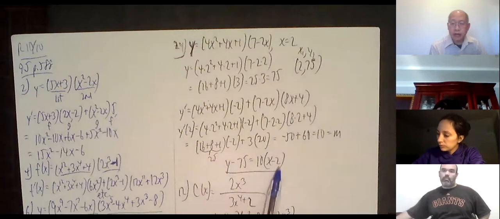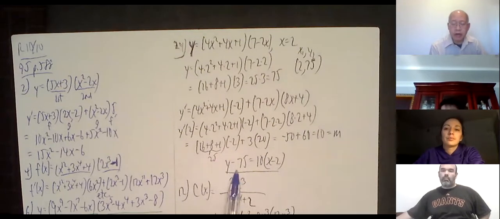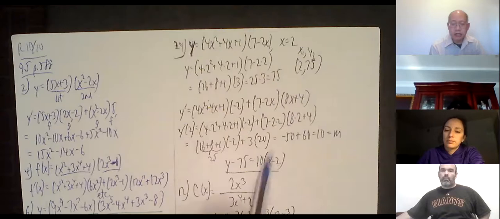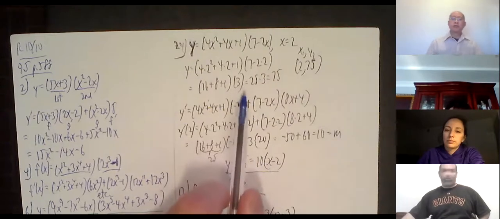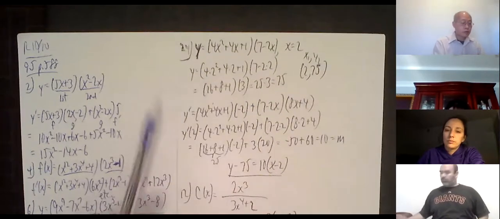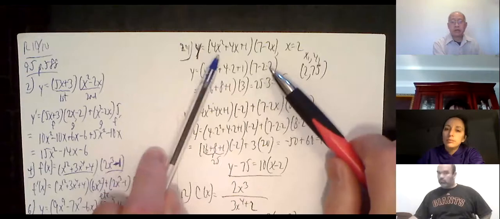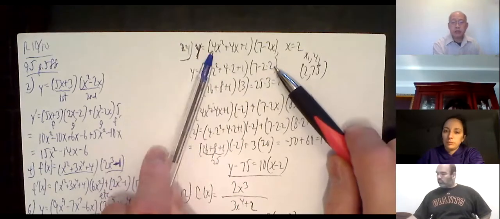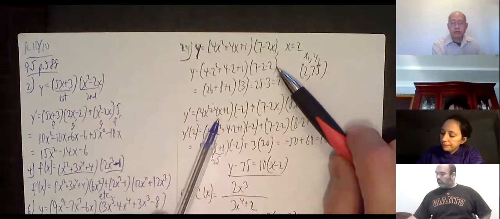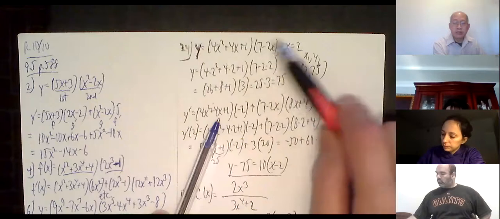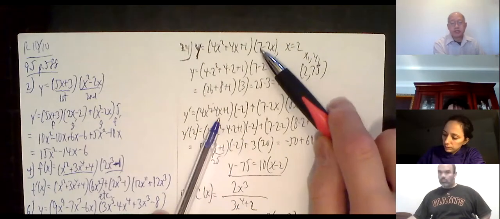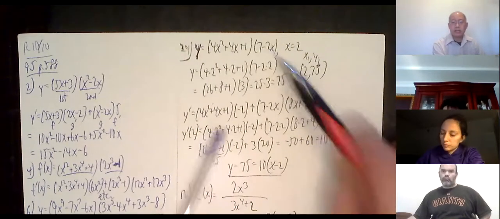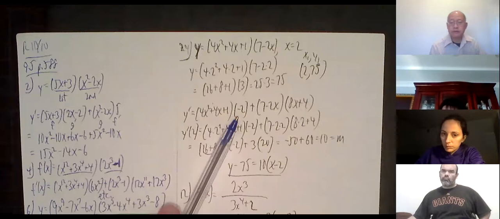Okay, so automatically I know I have x minus 2, y minus 75. The only thing I need is the slope. So slope means derivative. Okay. So here we go with the product rule again. Copy the first function, 4x squared plus 4x plus 1, then times the derivative of the second function. The derivative of 7 is 0. Derivative of negative 2x is negative 2. So there's negative 2.